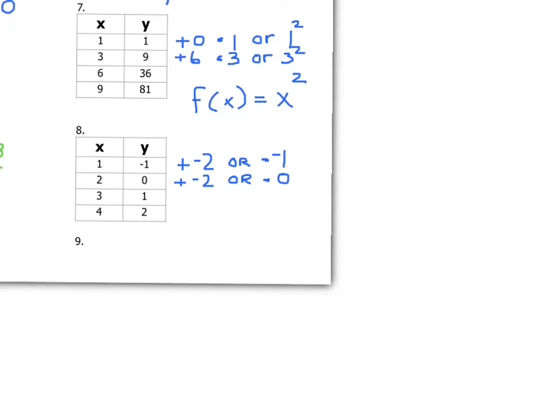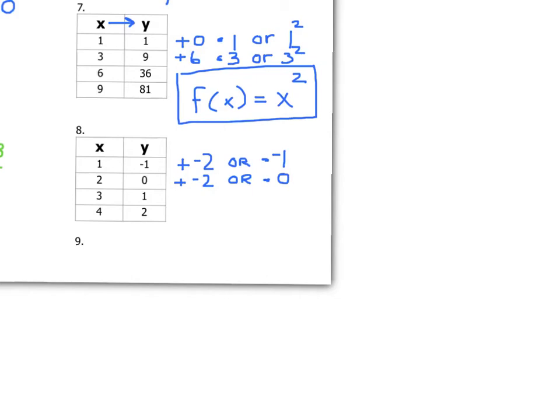All right, for 7, 8, and 9, you'll notice that we have now x and y. We want to find the rule, and we're still talking about the function. So how did this stuff take place? How did we go from x to y? So we're still looking for that function rule. All right, so for number 7, you found that it was squared. So you should have had the function of x is equal to x squared.